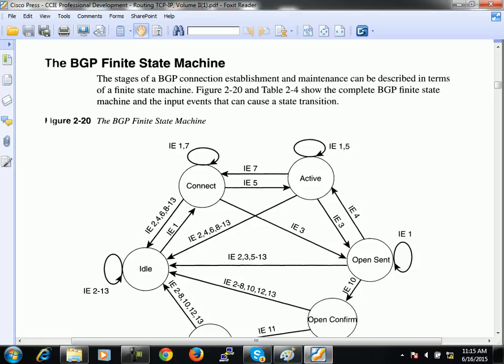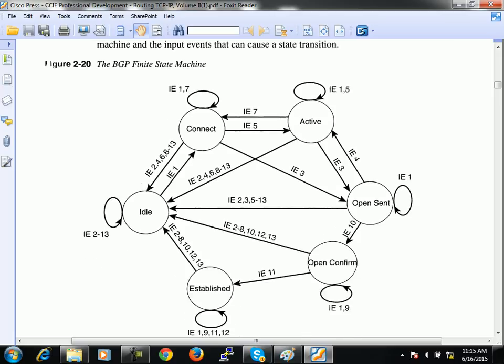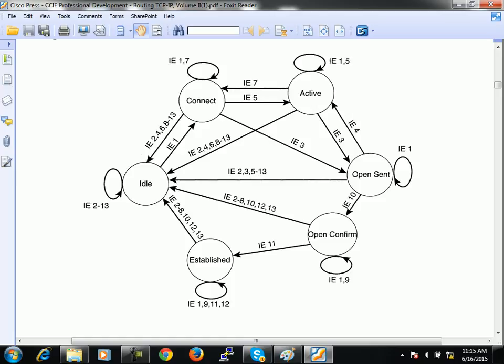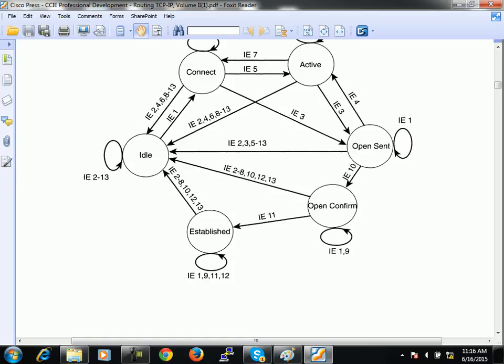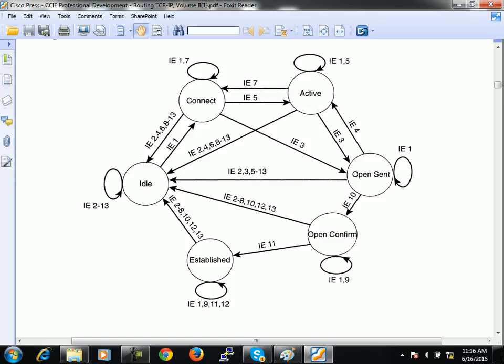Now this is the finite state mechanism. BGP finite state mechanism, or you can say BGP neighborship states. As I said, you have idle, connect, active, open sent, open confirm, and finally established. This is called the finite state mechanism, and it will tell you which state BGP neighborship can move to from which state, and due to what reason. Here you have idle, connect, active, open sent, open confirm, established, and back to idle. These arrows show from which state the BGP peering can move to which state, due to what reason.